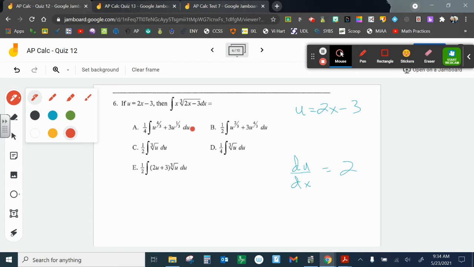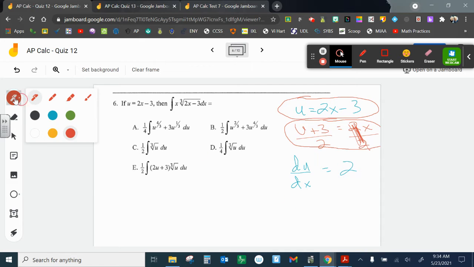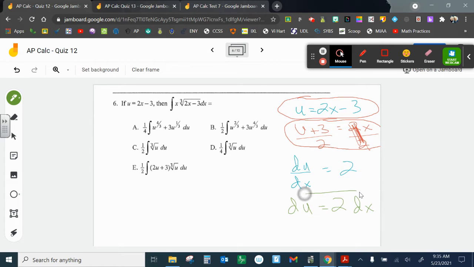And now I need to write all these, I need to write it as u equals. I need to solve this for x. So I'm going to add 3 to both sides. u plus 3 equals 2x, divide by 2, divide by 2. So x equals u plus 3 over 2. That's the second thing I need. And again, that's x equals. And now I have du, if I multiply both sides by dx, du equals 2 dx. And I also know dx equals 1/2 du.